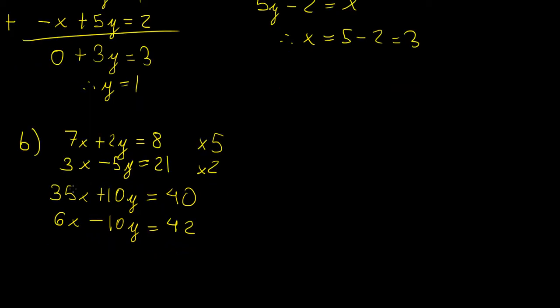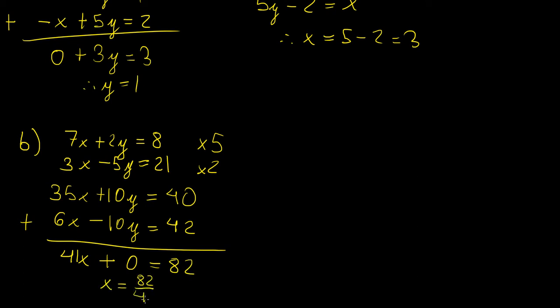So what can we do with that? Well, we can actually add the two equations together, because that way the y is going to cancel out. So we're going to be left with 41x, and then here should be 41x plus 0 equals 40 plus 42, that's 82. So x is going to be equal to 82 on 41, which is equal to 2.